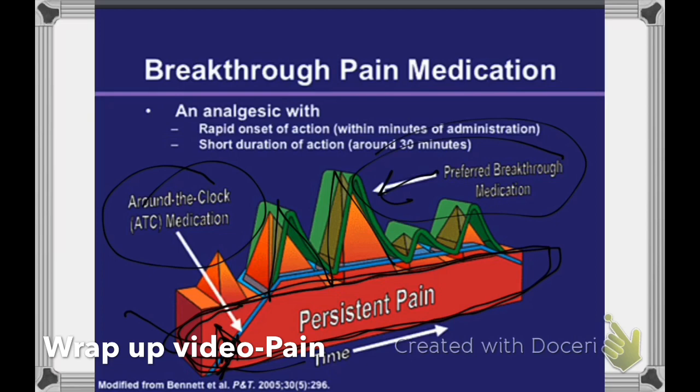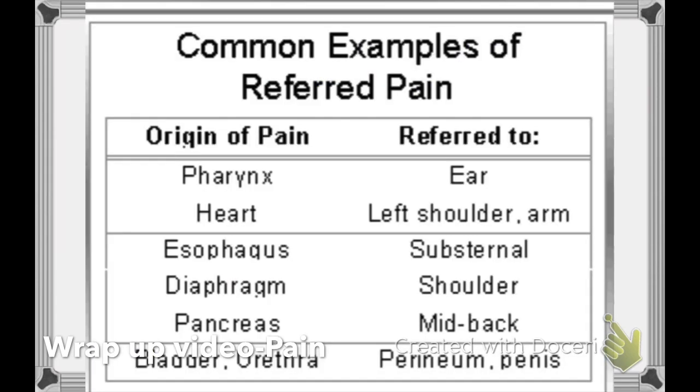So whether it would be a narcotic or whether it's other modalities, like say they have a TENS unit that can help get them through the breakthrough pain. So just to understand what breakthrough pain really is. There's other types of pain.